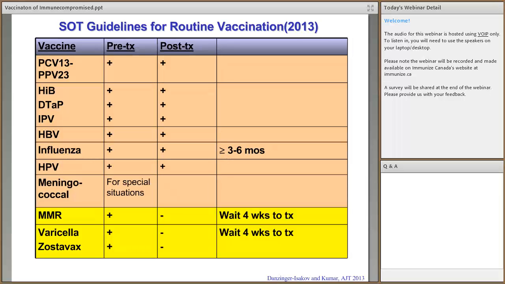And this is a summary, and I've written the reference for you on this slide as well, of the guidelines for routine vaccination that are suggested by the American and Canadian Societies of Transplantation. And you can see that all the inactivated vaccines can be given before or after transplant, but the live vaccines can really only be given before transplant.